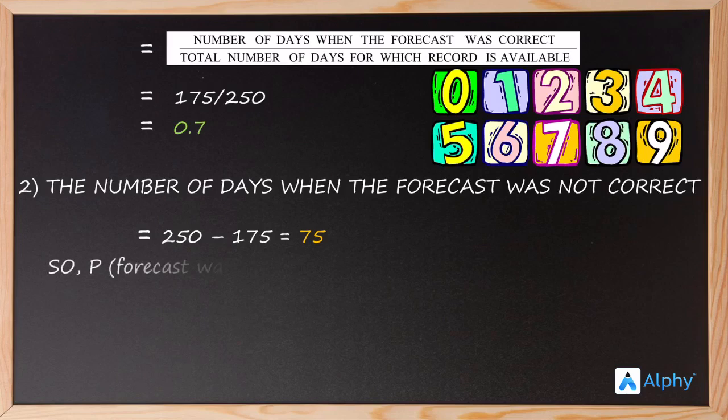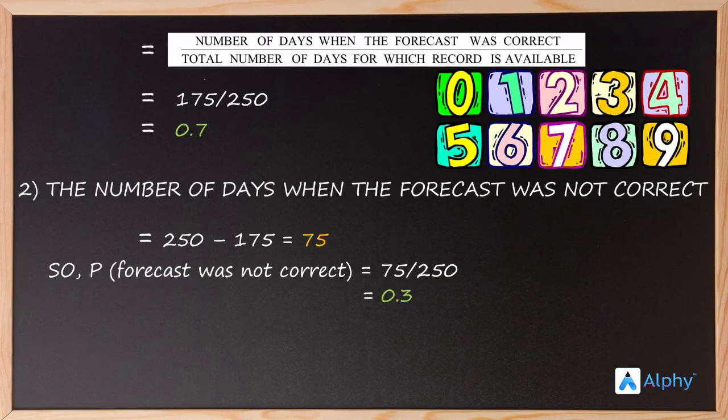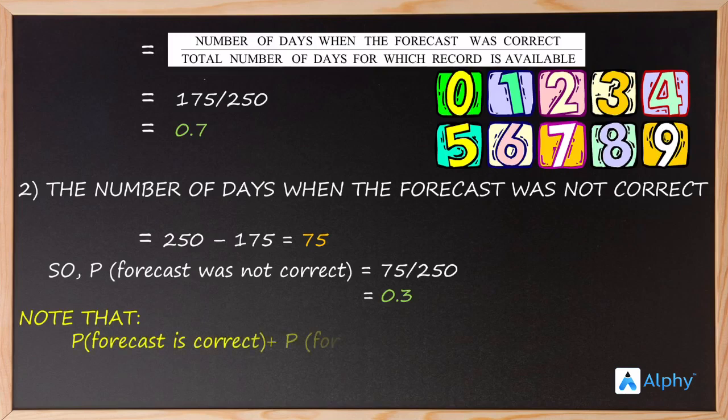Now let's try to find out the probability of the forecast being incorrect. By direct substitution, it will be equal to 75 by 250, which is equal to 0.3. Here we can note that the probability of the forecast being correct plus the probability of the forecast being incorrect is equal to 1. So the sum of the probabilities obtained is equal to 1.